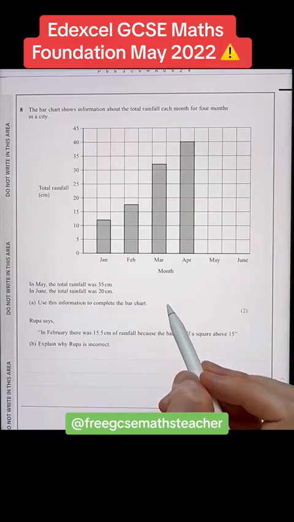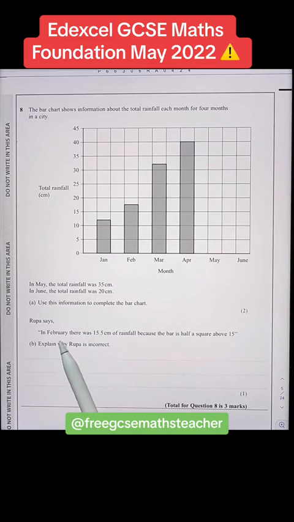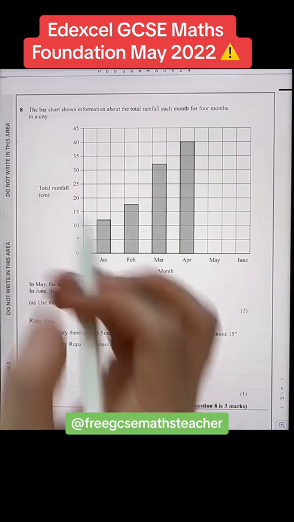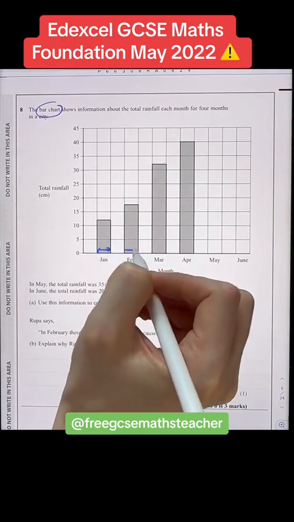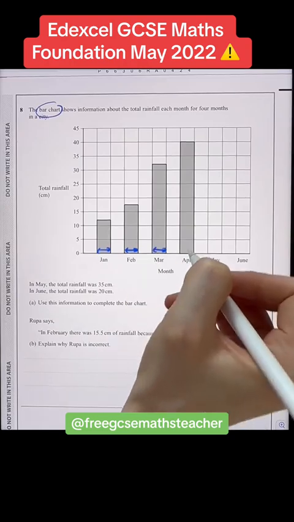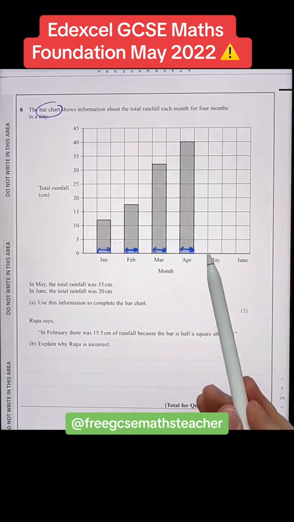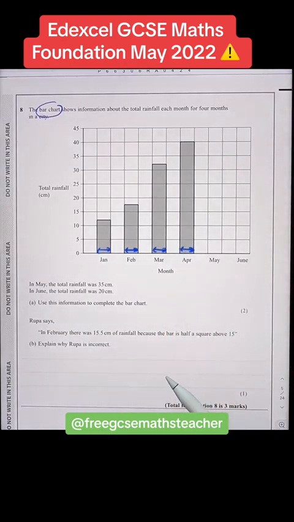Question 8. The bar chart shows information about the total rainfall each month for 4 months in a city. In May, the total rainfall was 35 centimetres. In June, the total rainfall was 20 centimetres. And we're told to use this information to complete the bar chart. When drawing a bar chart, the width of each bar must be the same. In this case, we can see each width of the bar is 1 square. Therefore, the width of May and June must also be 1 square.